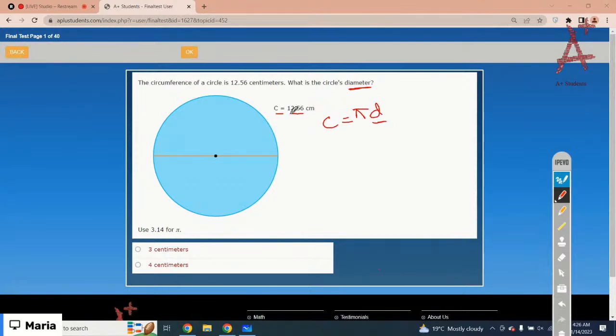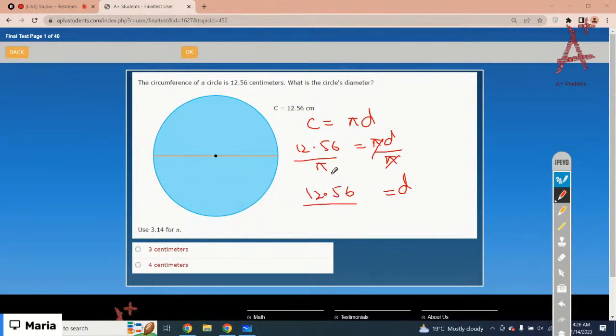Just substitute the value of the circumference, replace the C with the value. It is C equals pi d. C is 12.56 and pi d. You have to calculate the value of d only. Divide both sides by pi. Here pi and pi get cancelled out and you're left with d. So you have to divide 12.56 divided by 3.14.